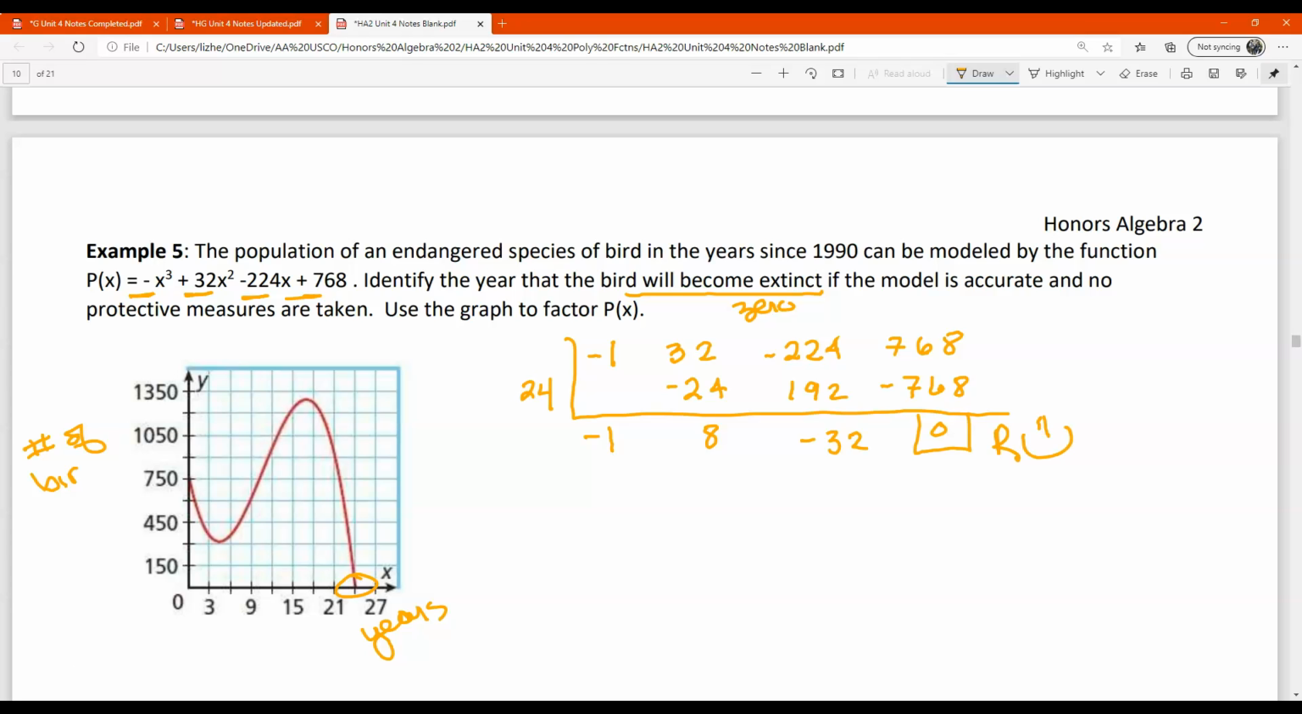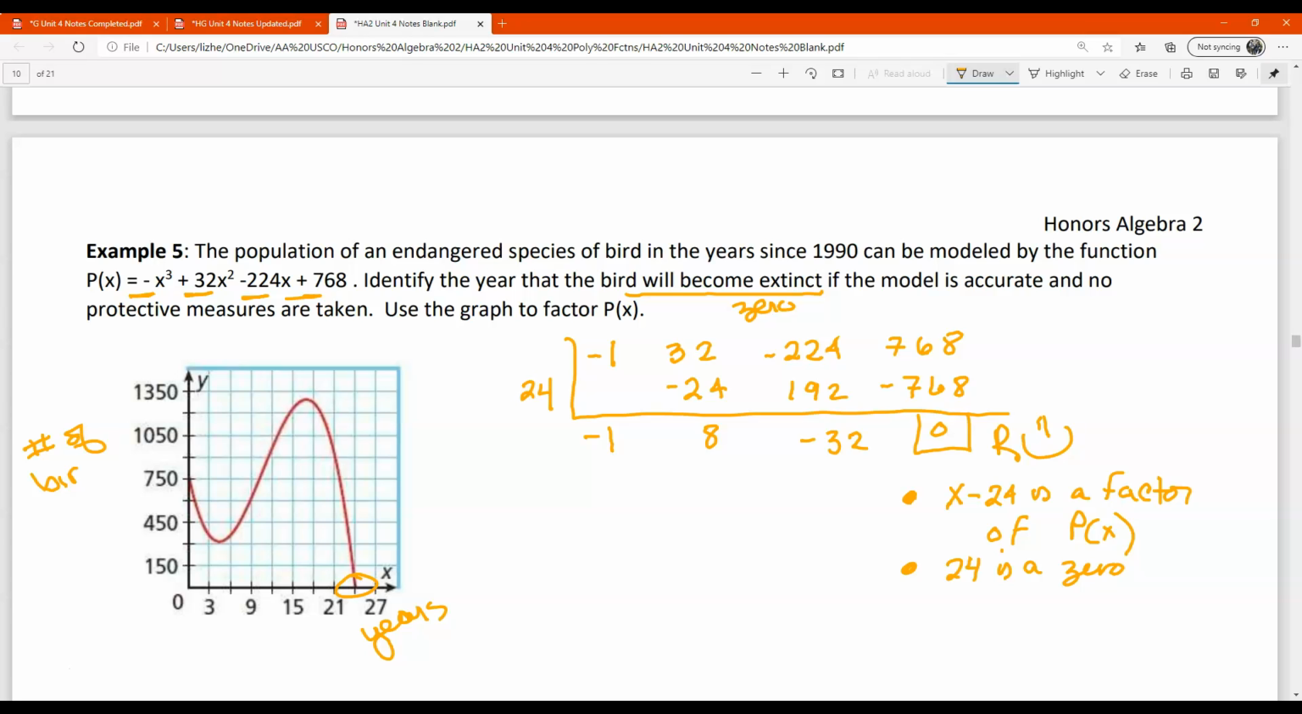Therefore, what does that tell me? That tells me that 24 is a 0, and that x minus 24 is a factor of the polynomial. And 24 is a 0. All these things mean the same. This is the same as that. They mean the same thing.